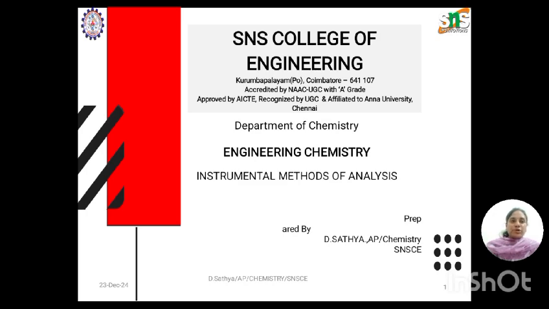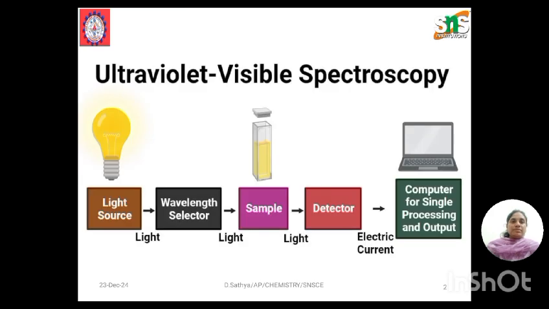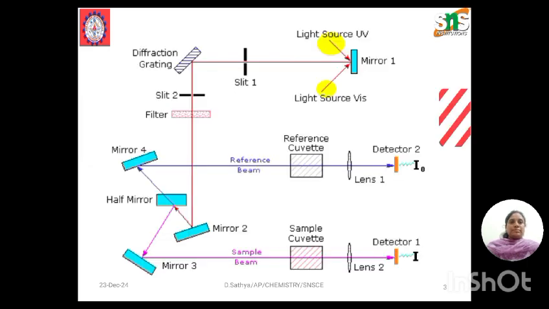Today, we are going to talk about the next section of the instrumentation part of UV visible spectroscopy. So, this is a diagram of the UV visible spectroscopic instrumental parts. The diagram shows the components: first the light source and wavelength selector, then the sample holder, and the detector. Finally, we get the result. Now we'll see the detailed schematic diagram of the UV visible spectrophotometer.